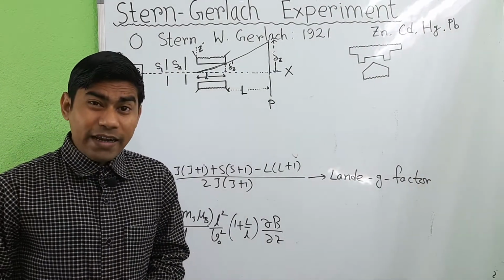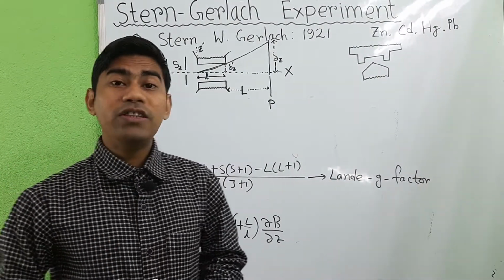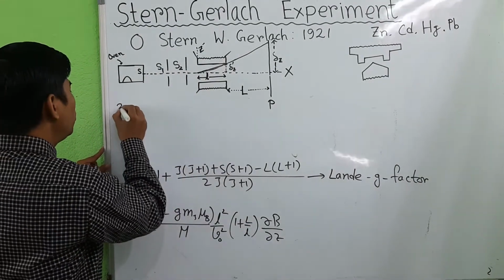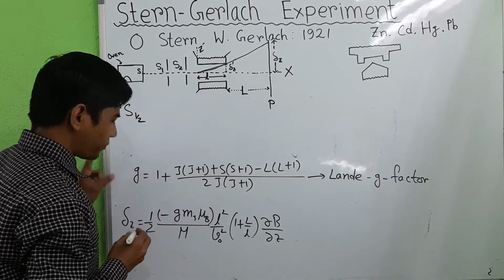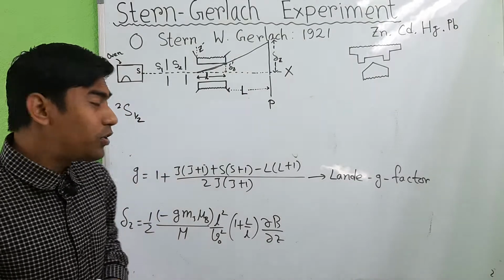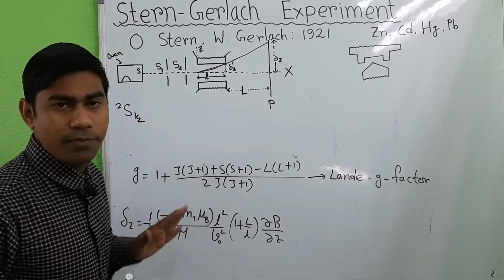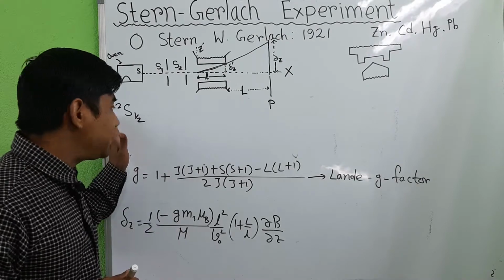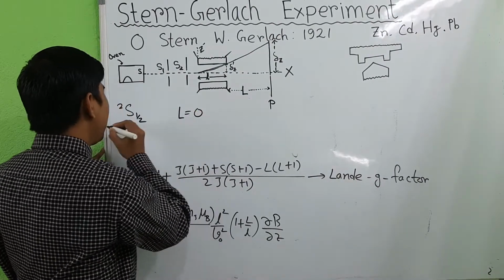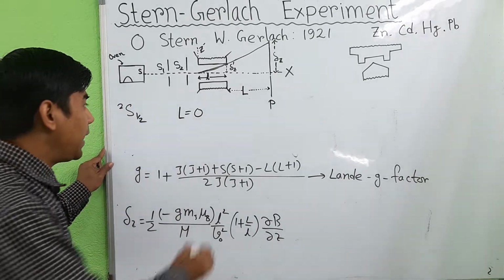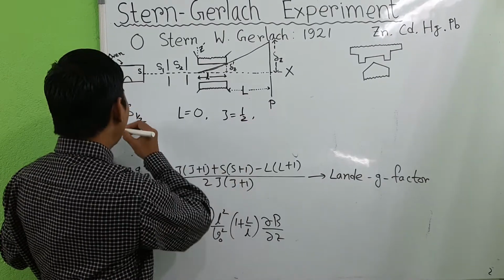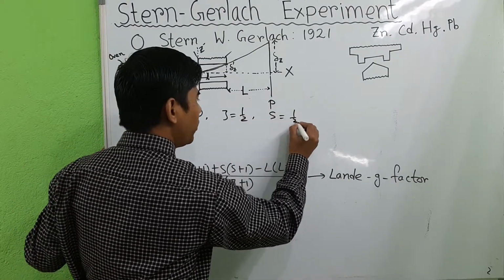Now the original experiment was done with the silver atom, for which the normal state is 2S half. For an S state, the value of L is 0, and here J is half and S is half.